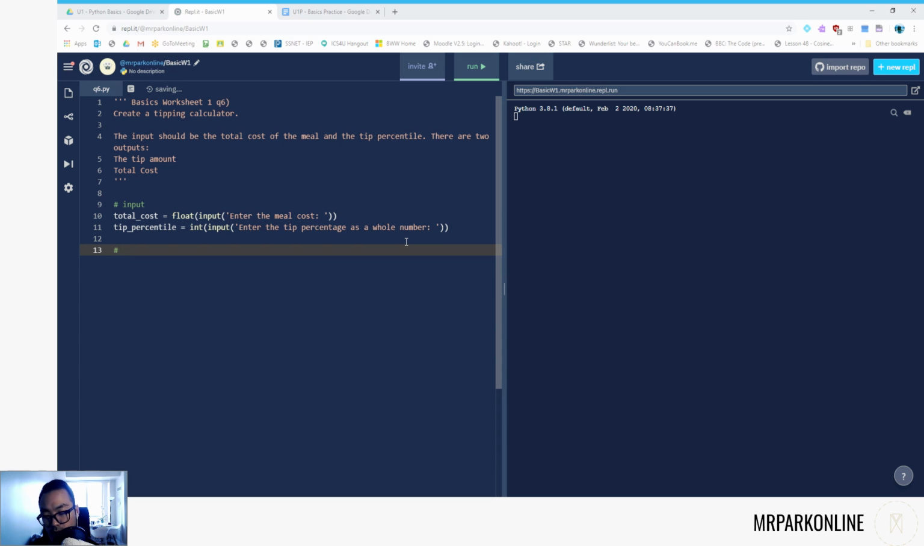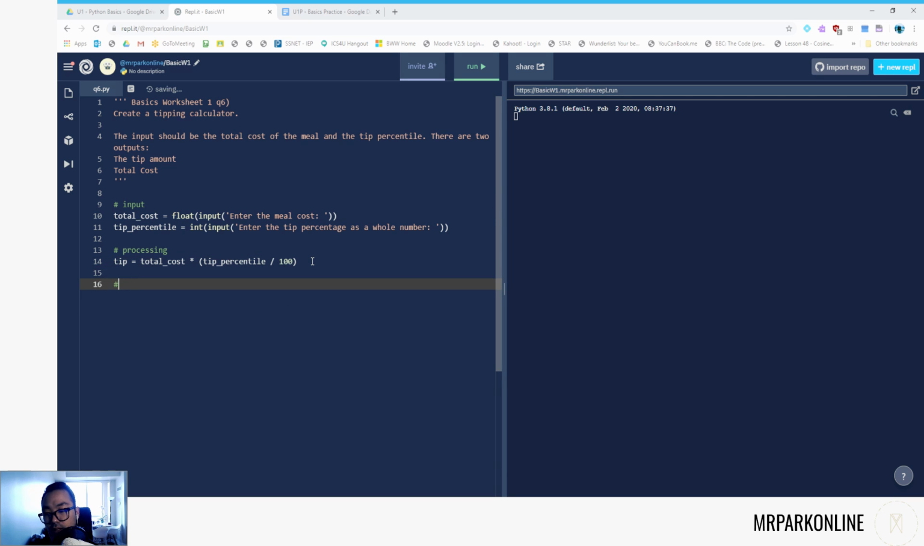Python. So let's do our processing section where we calculate the cost now. I just want the tip value. Tip value is total cost multiplied by, all together, tip percentile divided by 100. So we got a whole number. I'm going to divide it by 100 to make it a percentage, right? Because a percentage is always out of 100. Then whatever value we get, we multiply that to the total cost. That would tell us the tip.